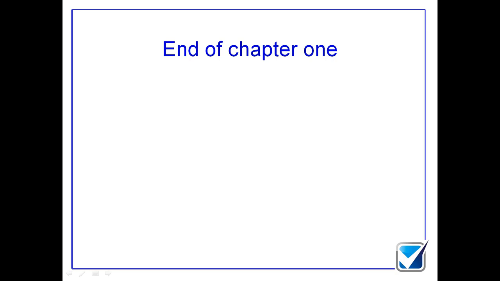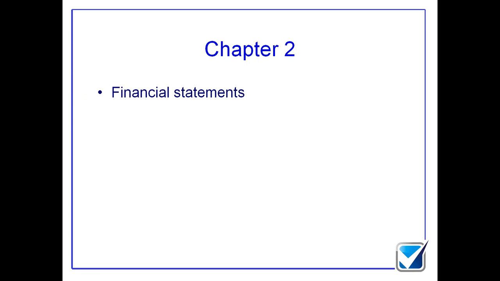So that brings us up to the end of chapter number 1. Right, so let's have a look at chapter number 2. Within chapter number 2, what we're going to do is look at these key financial statements. The two statements we're going to focus our attention on will be the balance sheet, or statement of financial position, and then also the profit and loss account, also known as the income statement.